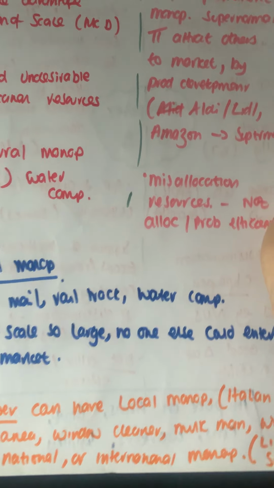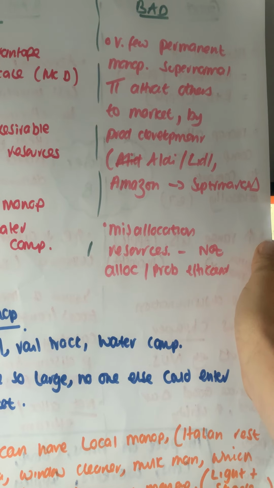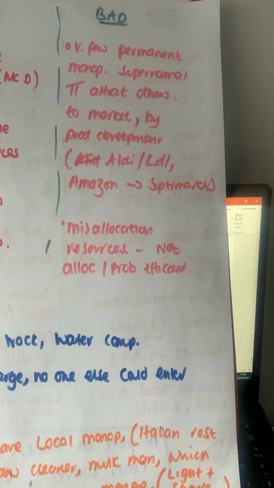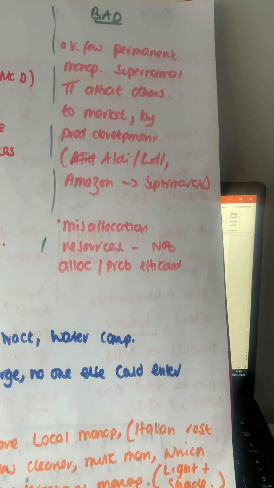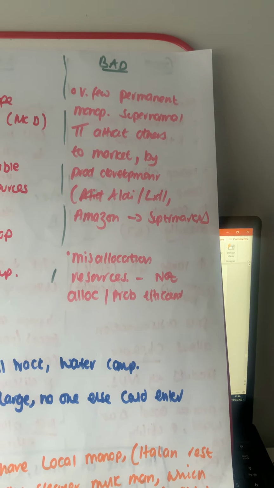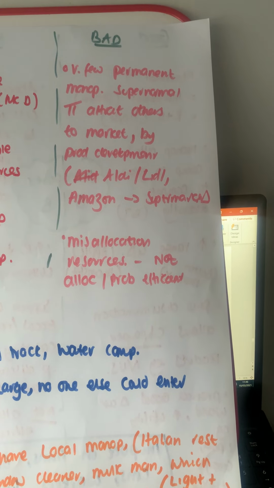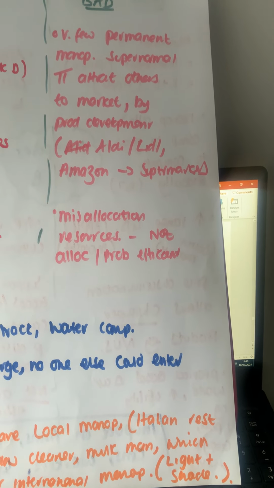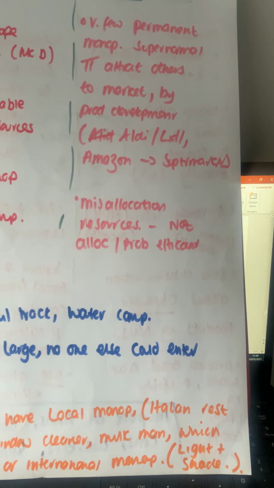Very few monopolies stay permanent monopolies. Many attract others into the market over time. So for example, Aldi and Lidl and Amazon have entered the supermarket market eventually, trying to reduce the dominance that Tesco and other such companies have. And what this shows is that monopolies very rarely stay true monopolies, because over time you do suck in competitors. It's just that competitors need to be large enough to compete. And it also creates a misallocation of resources because they're not allocatively and productively efficient.